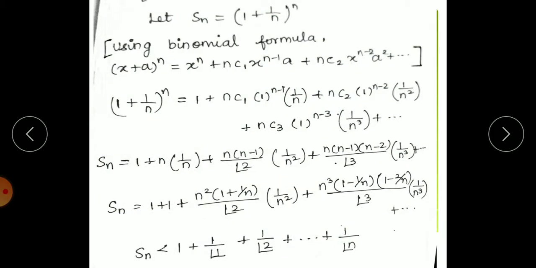Next, for the third part, let Sn equal 1 plus 1 by n the whole power n. Using the binomial formula, we know that x plus a the whole power n equals x power n plus nC1 x power n minus 1 into a, plus nC2 x power n minus 2 into a squared, and so on. So 1 plus 1 by n can be written as 1 plus 1 plus n into n minus 1 by 2 factorial into 1 by n squared. Taking n squared outside, 1 plus 1 by n has to come. Likewise for n cubed. So Sn is less than 1 plus 1 by 1 factorial plus 1 by 2 factorial up to 1 by n factorial.